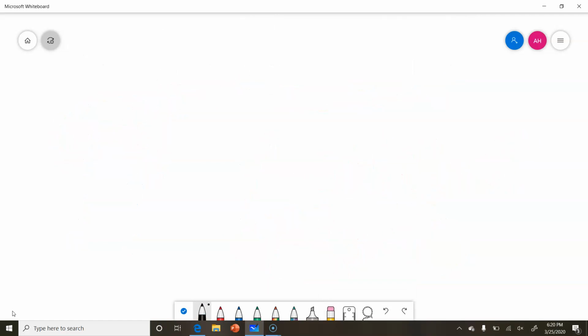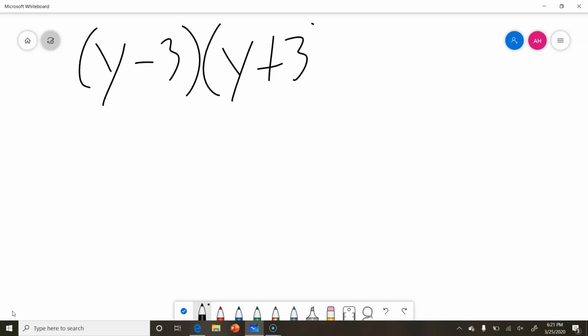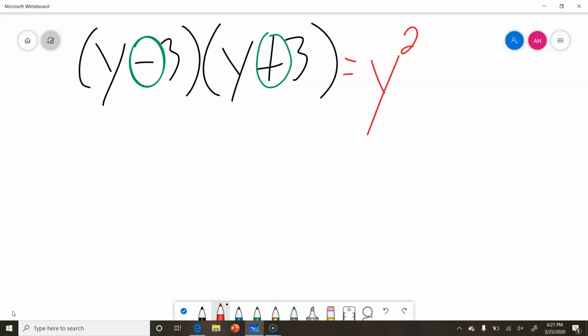Lastly is when we have kind of a difference of squares thing going on here, where we have y minus 3, and then this time we have y plus 3. Now you see what they did here was they changed this sign and that sign. Now by changing those two signs, it's going to look a little different, but it's actually going to be easier because our final answer is going to be y squared minus 3 squared, or y squared minus 9.